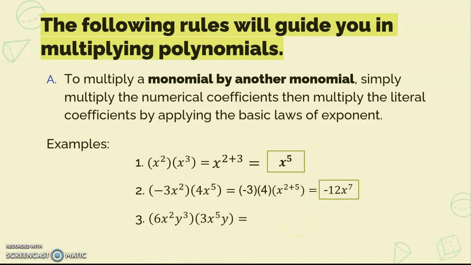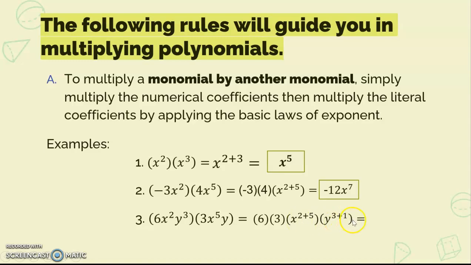Another, we have 6x squared y cubed times 3x to the 5th y. So, we separate again the numerical coefficients 6 and 3. Then take note, we now have two literal coefficients. We just copy the base x and add the exponents 2 and 5. And then we copy the base y and add the exponents 3 and, since there is no written exponent, it is understood that the exponent is 1.